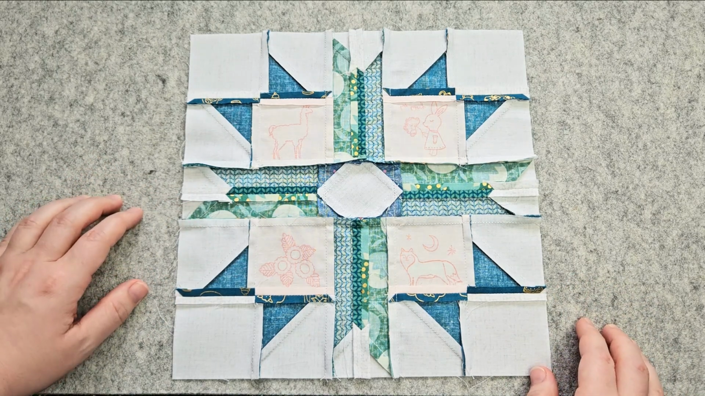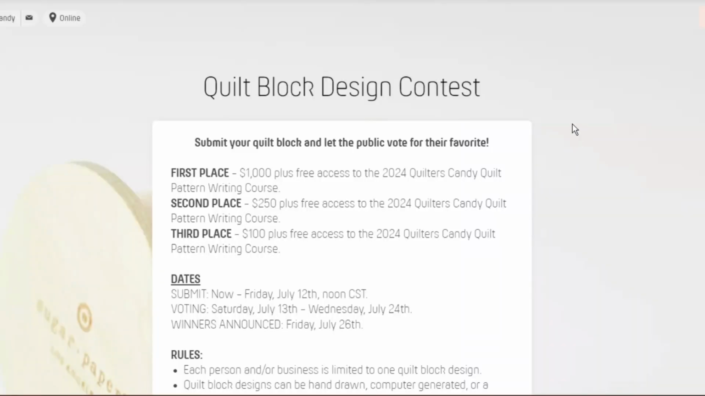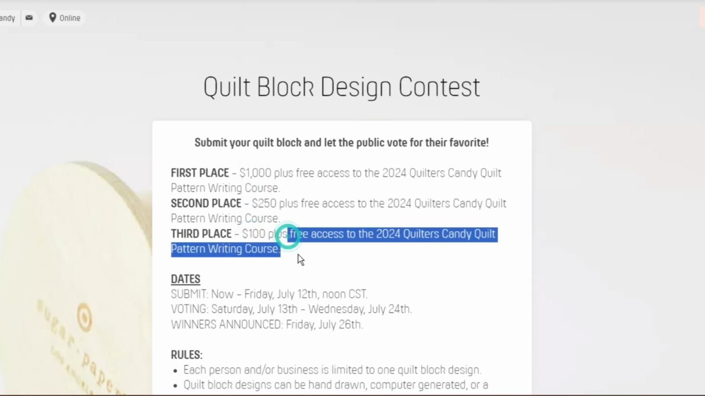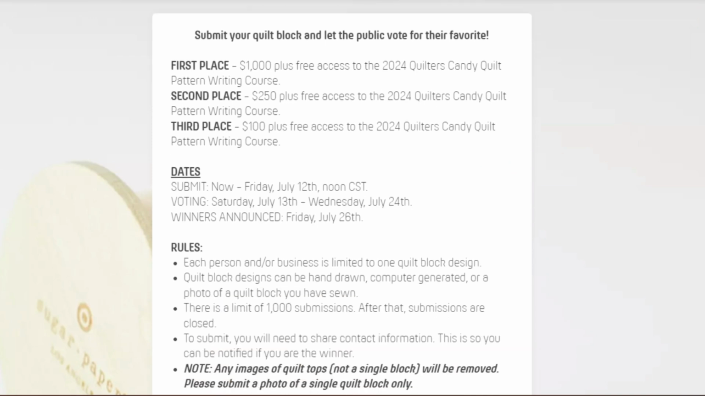But first, I want to talk about the rules and the prizes for the contest. So first things first, there are cash prizes for the first 3 blocks, but I think the most valuable prize is the access to the quilt pattern writing course. I've had my eye on it for a while because I'd love to learn how to write and format patterns and market them and everything. I just haven't done it yet, but I really would like to.